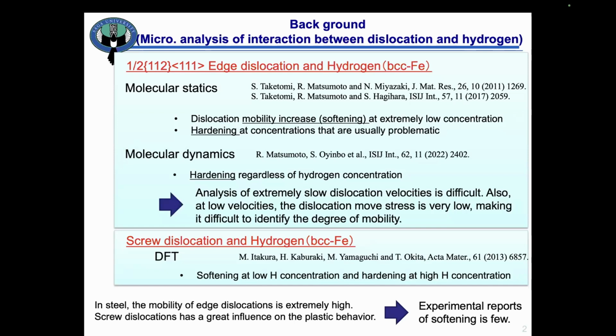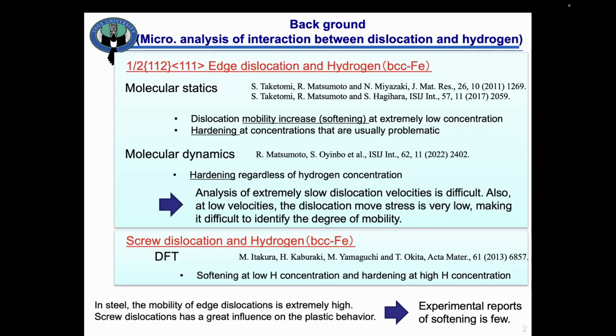But in contrast, Professor Matsumoto's molecular dynamics simulation, which was briefly introduced in the previous presentation, requires very long computational time, 2 or 3 years. The results indicate only hardening, regardless of the hydrogen concentration. This is somewhat contradictory, but the analysis of extremely slow dislocation velocities is very difficult. And also at low velocity, the dislocation move stress is very low. Those results make it difficult to identify the degree of mobility, we believe.